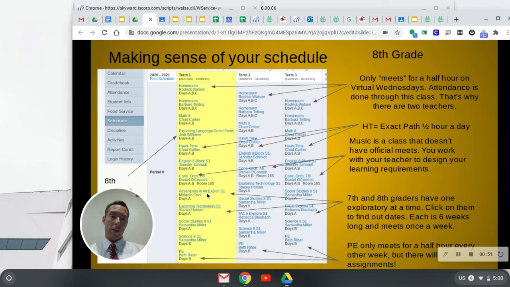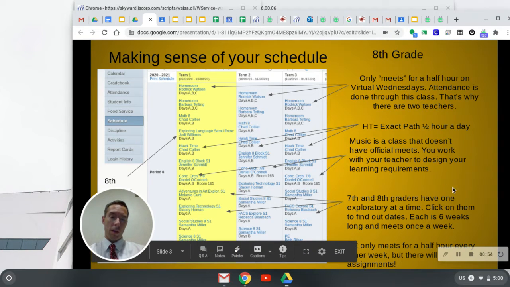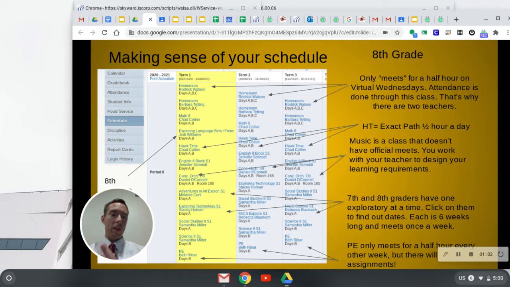So when you log into Skyward, it looks kind of like this. When you click on schedule on the left, you have all these classes. You'll notice that they're all loaded as period 0. So why is that? Well, you don't have to meet at a certain time. So there's no period 1, 2, 3 like you normally saw, which means it might be kind of complicated for you to figure out when classes meet. You're going to get that information in Google Classroom.